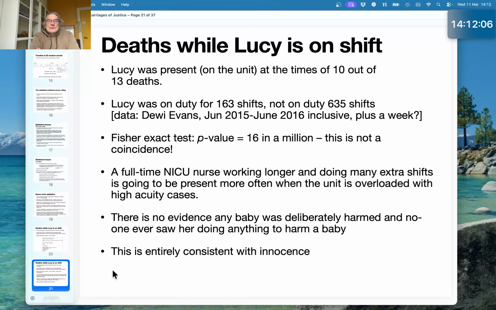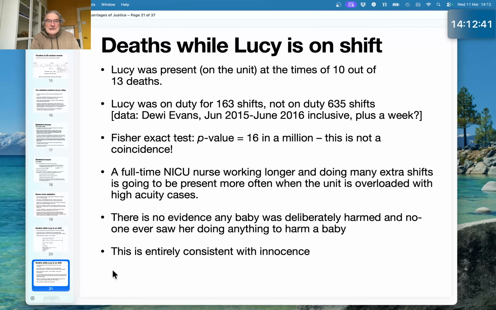And that is quite simple. A full-time neonatal intensive care nurse, who works longer and does many extra shifts, is going to be present more often when the unit is particularly full of high acuity cases. Now, there is no evidence any baby was deliberately harmed by anybody, and no strong evidence. There's no indisputable evidence any baby was deliberately harmed.